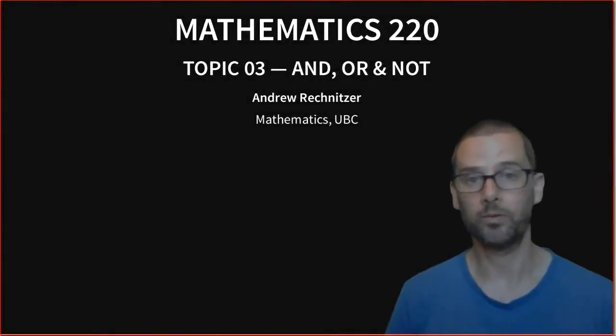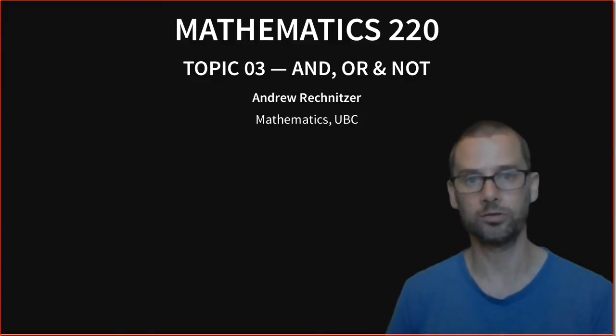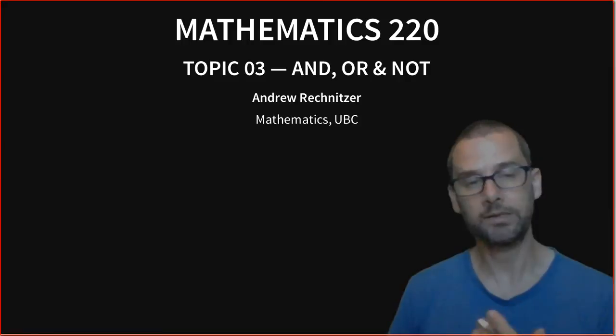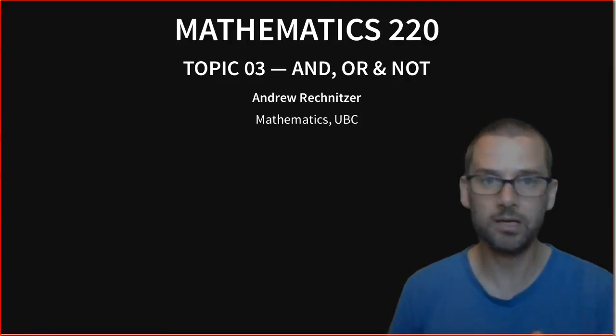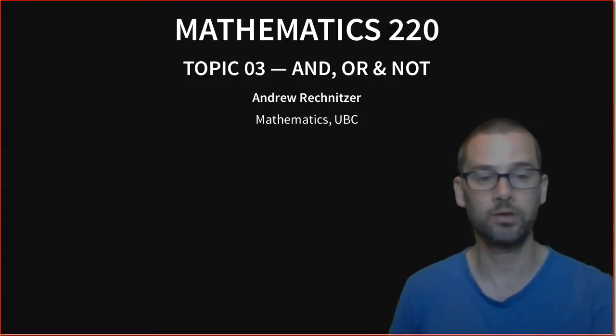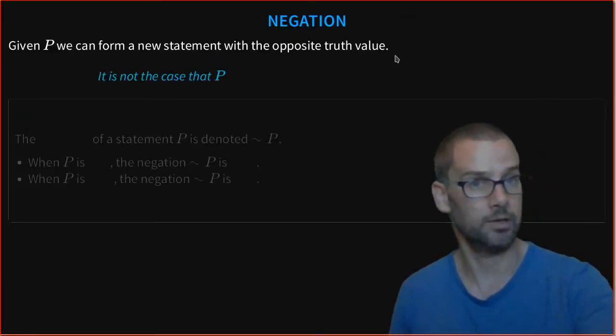Let's continue from where we were. We were playing with statements, which are little sentences which are either true or false. And what we're going to talk about now is how we can combine them together to do things to those statements to make bigger, more interesting statements. And we're going to do that using 3 operations, namely and, or, and not. And let's start with the simplest, namely not.